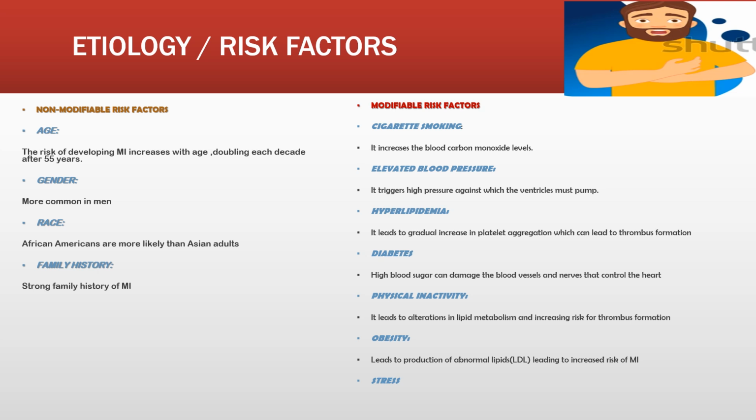What are the modifiable risk factors? These are called modifiable because they can be altered with your behavioral changes. For example, cigarette smoking. How does cigarette smoking cause a risk? It's because it increases your blood carbon monoxide levels. So it increases the risk for cardiac diseases as a whole, not only MI, but any cardiac disease like ACS or anything. Elevated blood pressure.